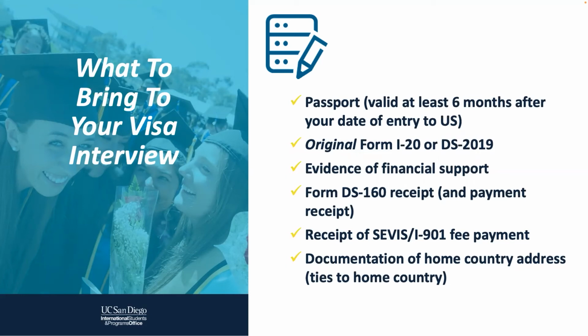So we recommend to students bringing things like utility bills, water, electricity bills, showing that you have a permanent address in your home country. It can show ties to property ownership that your parents have, for example, things of that nature, if there's any doubts about ties to your home country. So just bring that just in case. You might not be asked for it, but it's good to have it just to be on the safe side.